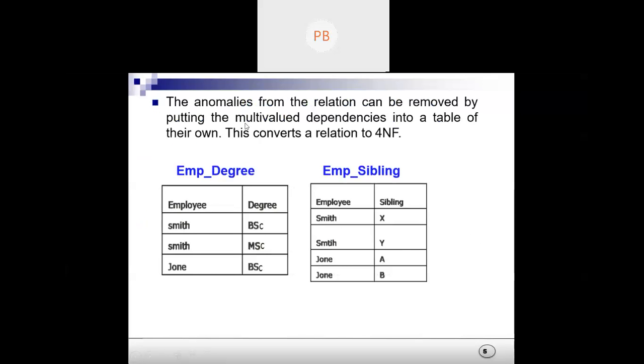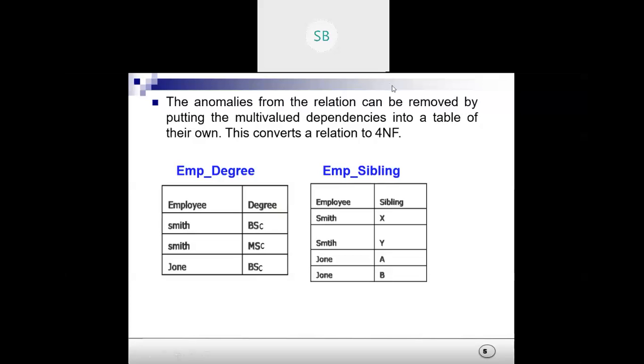See, again I'm saying something. You can ask me: why is it written 2 times? Why is Smith written 2 times in this employee degree table? Can anyone tell me? Because there are 2 degrees.